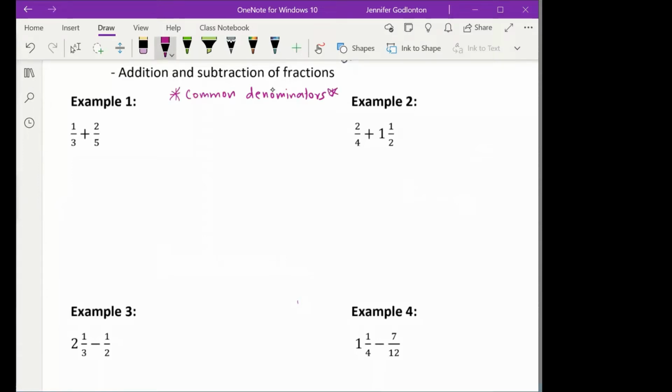So let's have a look at this first one. We've got a third plus 2 over 5. What do you think our common denominator would be in this question?